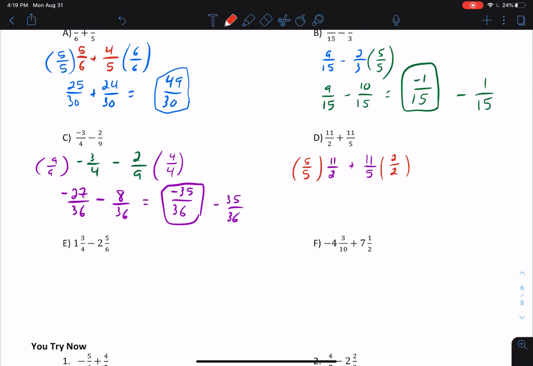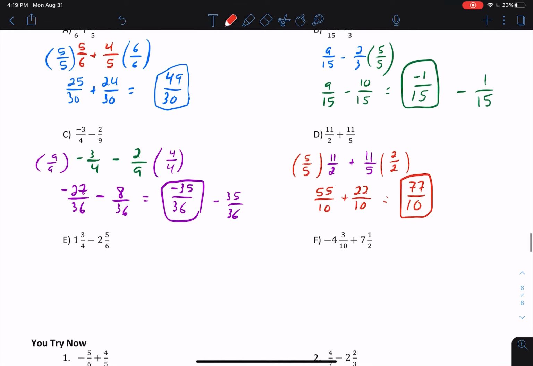The first fraction becomes 55/10. The second fraction becomes 22/10. Keep the denominator the same, so the denominator stays 10, and I add the numerators, 55 plus 22. That's going to give me 77/10. Doesn't simplify at all, so it's just going to stay like that.